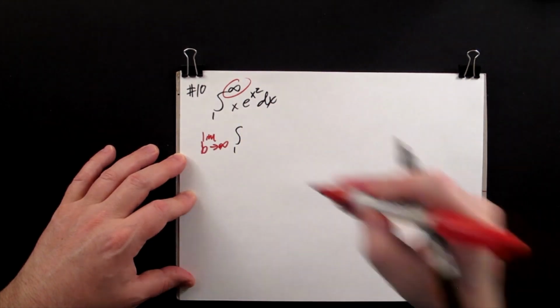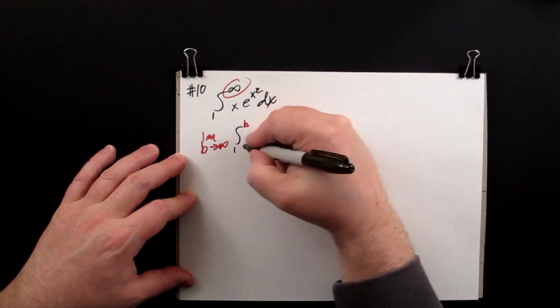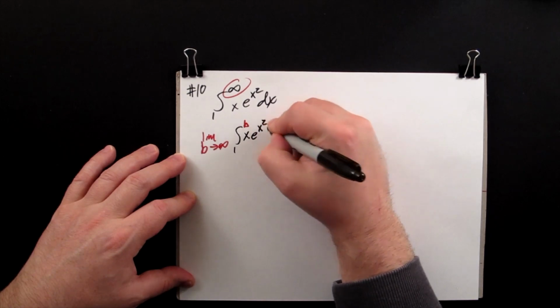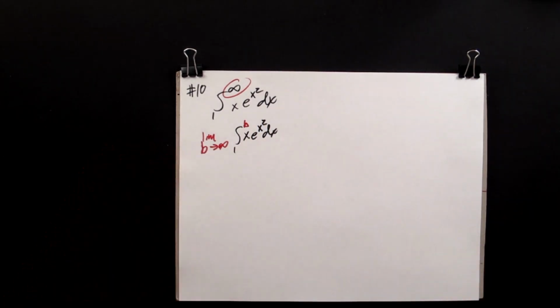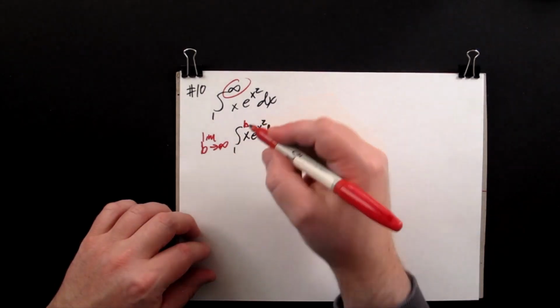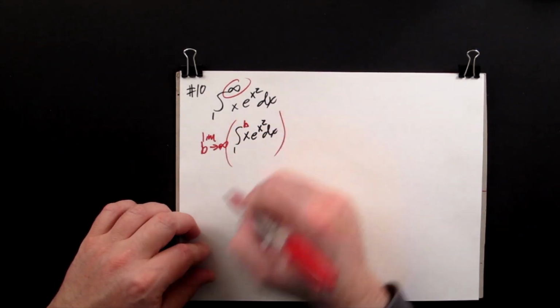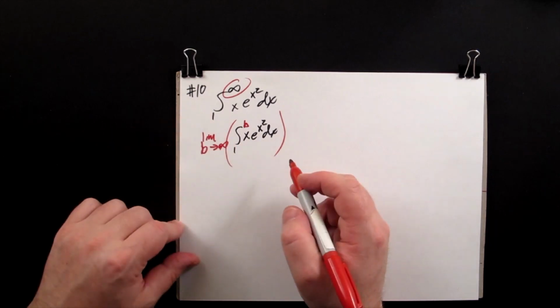The limit as b goes to infinity of the integral from 1 to b of x e to the x squared dx. Okay. Now we need to do a u sub on this. This is good, so our limit worked, but we need to do a u sub on this.